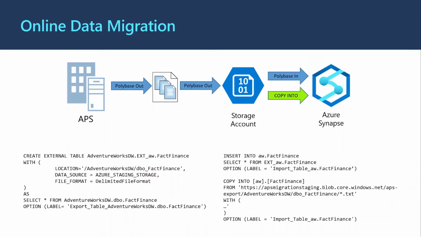To make this approach work, we need to generate create external table scripts for each table in APS, so we can use these scripts to export data from APS. And also we need to generate insert into or copy into scripts to import data into Azure Synapse for every table. Note that generating create external table scripts for Azure Synapse is covered in the next module.